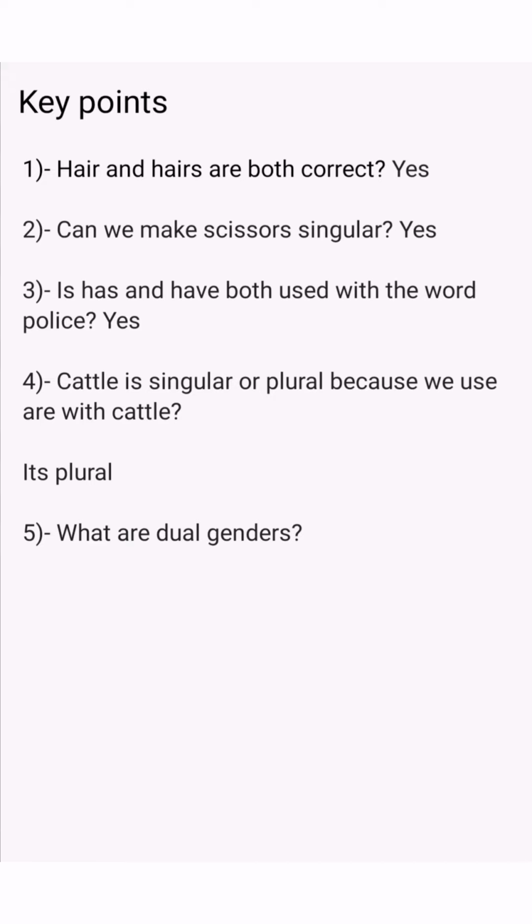So dual genders are the words जिनको कि हम both for the feminine and masculine gender के लिए यूज़ कर सकते हैं। For example, teacher. टीचर एक ऐसा वर्ड है जिससे कि हमें नहीं पता चलता है whether we are talking about the male teacher or female teacher. तो this is dual gender. This is an example of dual gender.